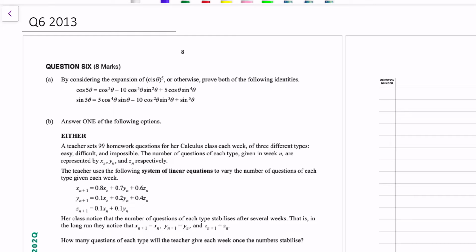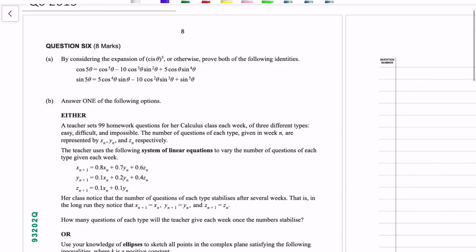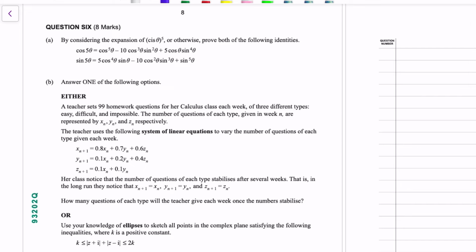So the first part of this is a very common problem involving complex numbers and trig identities. I think I've recorded a video very similar before. Part B, a system of linear equations with a bit of context to it, is quite an easy problem if you notice the trick. And then the alternative problem is another complex numbers problem involving ellipses, and it's a little bit trickier unless you're good with geometry.